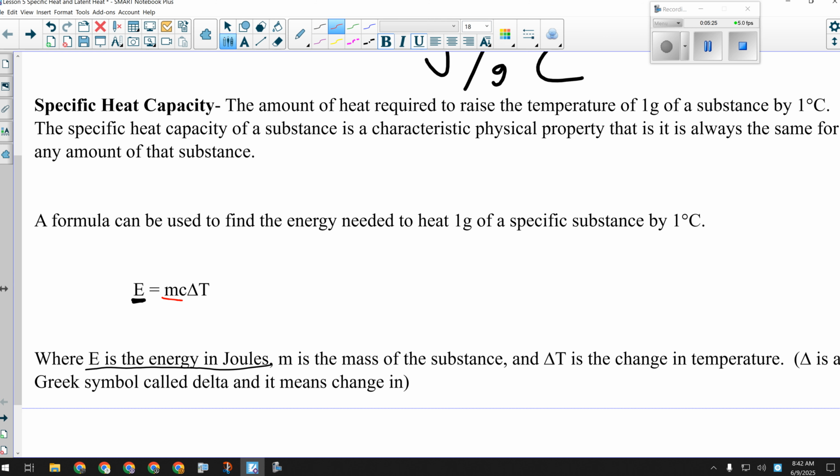Okay, M is the mass, and that's in grams, because we're back to chemistry. Chemistry uses grams, physics uses kilograms. This is thermal chemistry. Delta T is the change in temperature, so that's obviously final temperature minus initial temperature, and that would be in degrees Celsius.